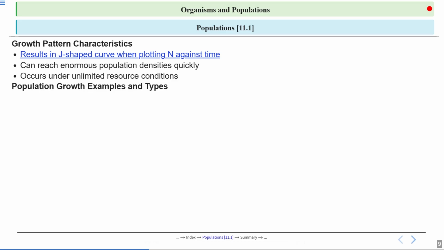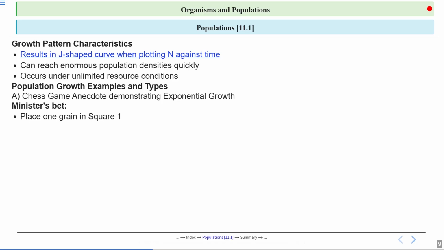Now let's talk about population growth examples and types. Clear? So let's understand this. One classical example of exponential growth is illustrated by the chess game anecdote. This is an example of exponential growth. This story helps us visualize how quickly numbers can escalate when growth is unchecked. Let's understand this anecdote.